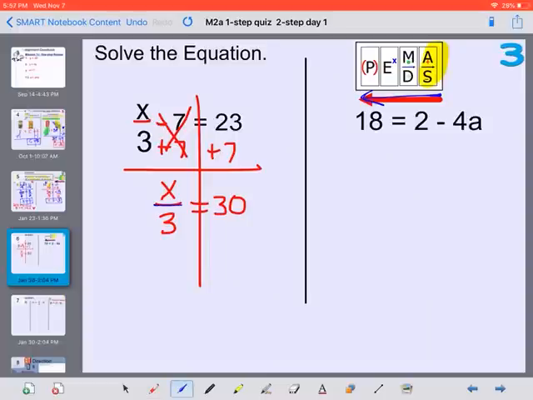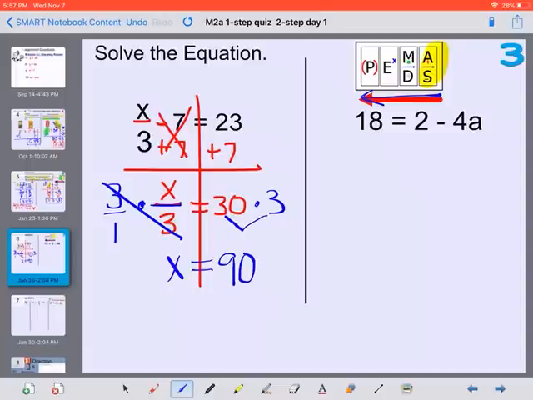And then last, the opposite of dividing by 3 is multiplying by 3. Whatever you do to one side, you have to do to the other. Reminder, this is really just on the top, 3 over 1. So 3 divided by 3 is just 1x, or x. 30 times 3, you guys know 3 times 3 is 9. So 30 times 3 should be 90.